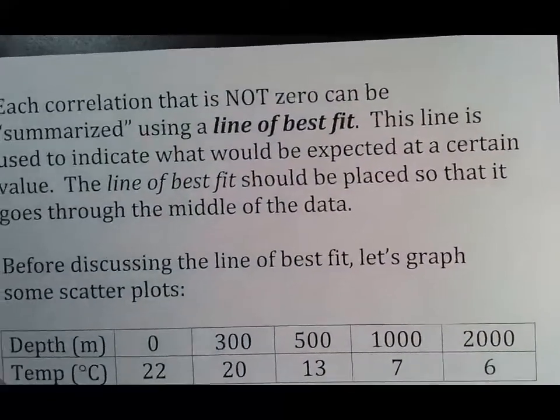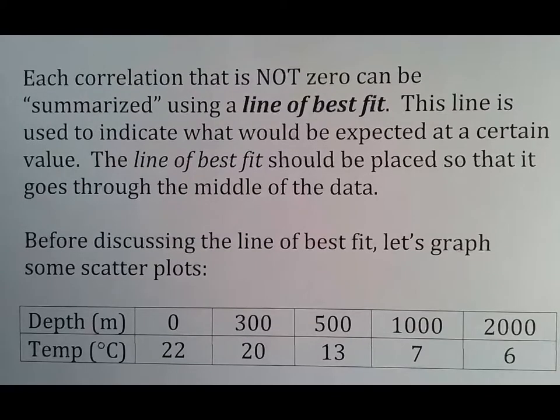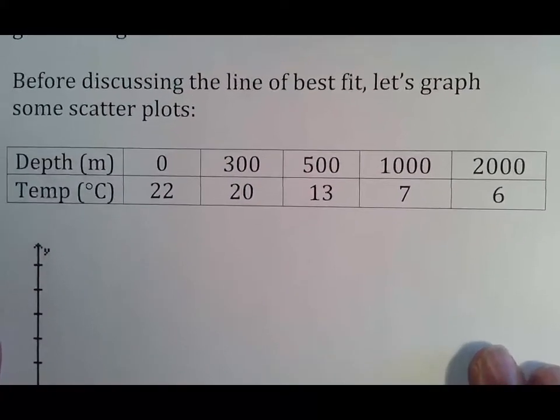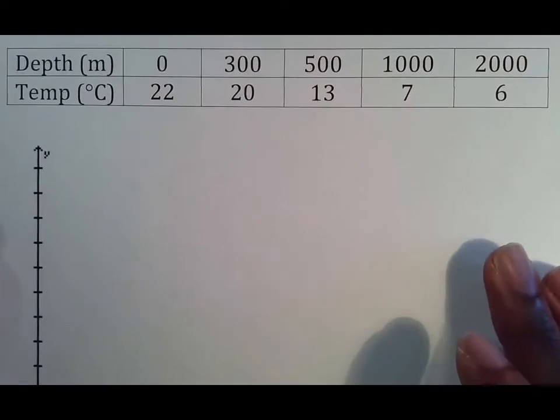Each correlation coefficient that is not 0 can be summarized using a line of best fit. What that means is it's a line that would be expected at a certain value. So the line of best fit should be placed so it goes to the middle of the data. Before discussing the line of best fit, let's just talk about some scatter plots because again, this is stuff you should know since you saw it before.